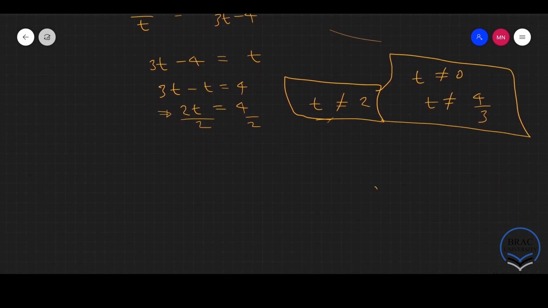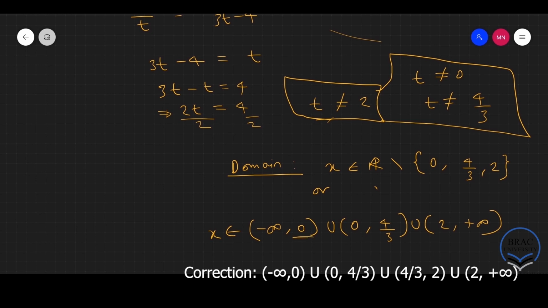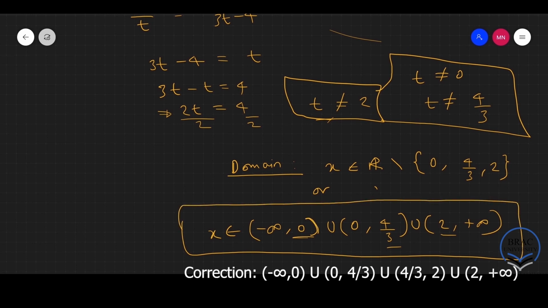from the domain, right? So our domain for the function is x belongs to the set of all real numbers except for 0, 4 by 3, or 2. Or you could write this in a much more complicated way with interval notation by showing that x is an element of the intervals from minus infinity to 0, we have a union from 0 to 4 by 3, and then from 2 to positive infinity. So 0, 4 by 3, and 2 are not included, which is why we used these parentheses.